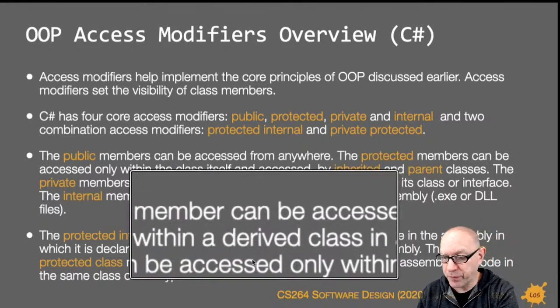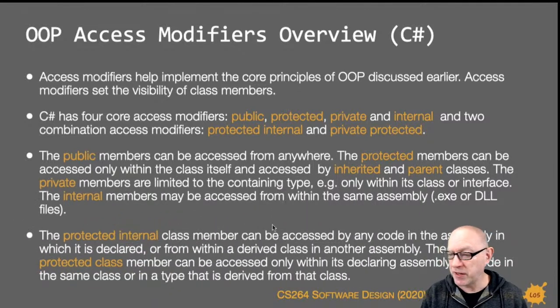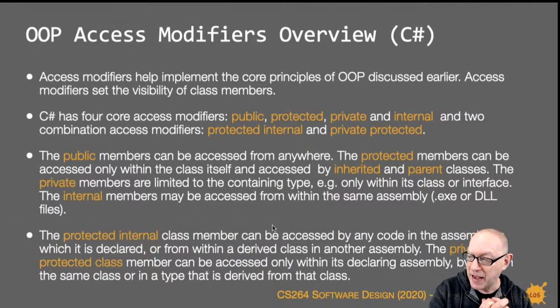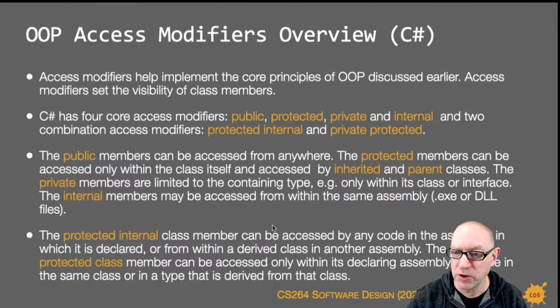Finally, the last two. The protected internal class members can be accessed by any code in the assembly in which it's declared, or from within a derived class in another assembly. And the private protected class member can be accessed only within its declaring assembly, by code in the same class or in a type that's derived from that class. Okay, these are hard to remember, and unless you have a real context for working in development, you're not really going to get it all.